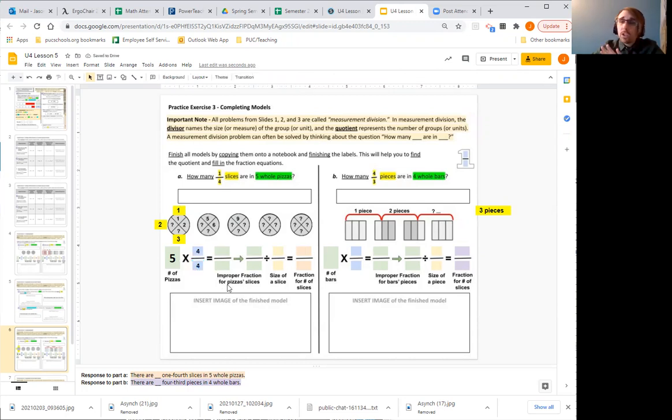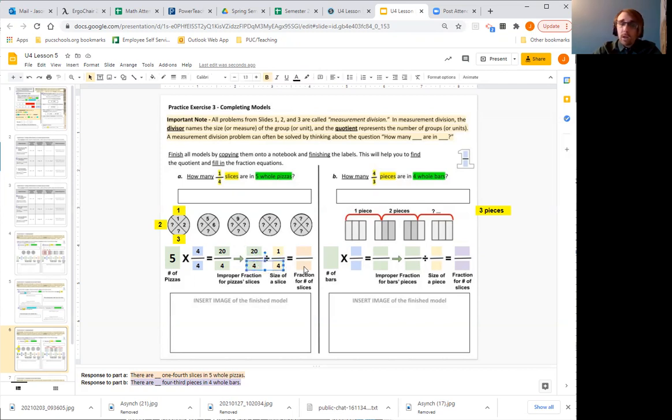And so we're not doing the division yet. What we're doing is we're preparing our whole number to be ready for the division. 5 times 4/4 is 20/4, which is the improper fraction that represents all of the slices that are in these pizzas. So 20/4. I'm going to copy that again. And then I'm going to divide by the size of one slice. Well, one slice is 1/4 of the pizza. So I'm dividing 20/4 by 1/4.